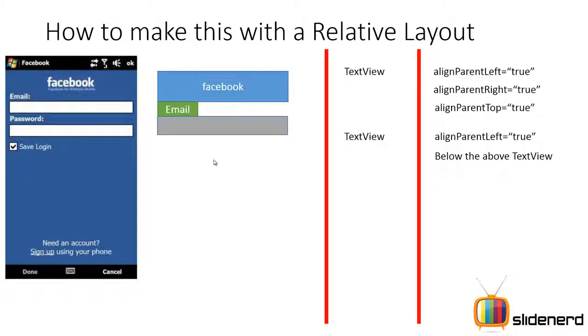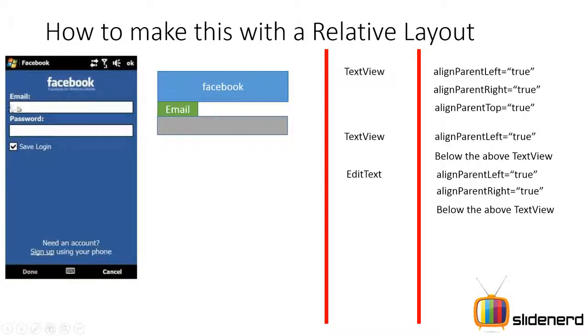Next, we have the edit text right below the email, which looks pretty simple again. Left is true, right is true, because remember, the edit text is stretched all the way. Now, if you can see some gaps over here, that's only because of the margins applied. Otherwise, it's stretched all the way, right? And it's again below this email text, all right?